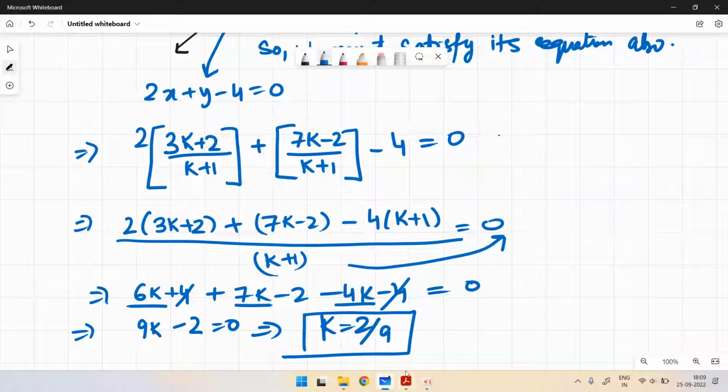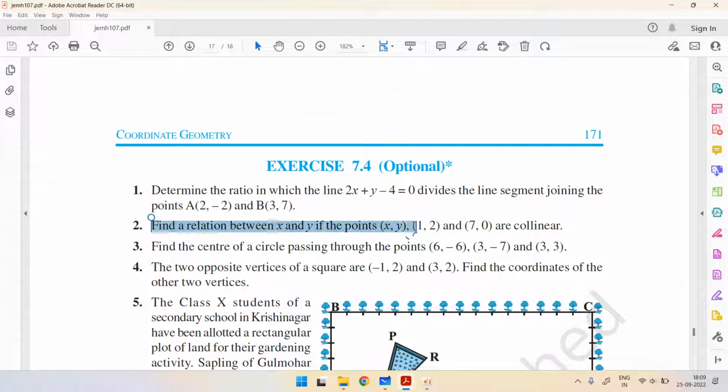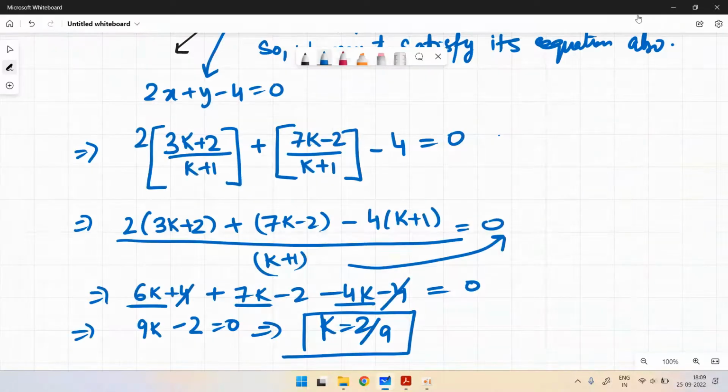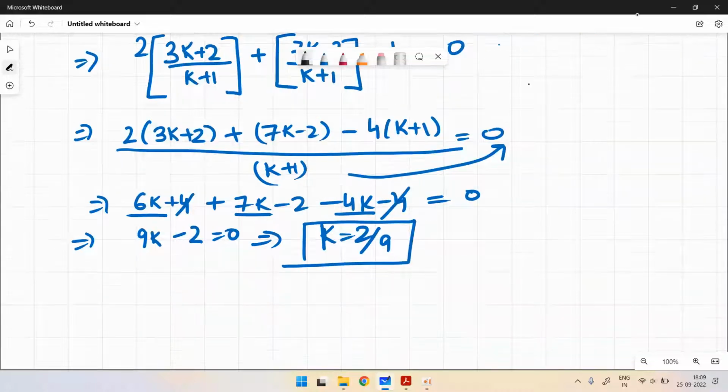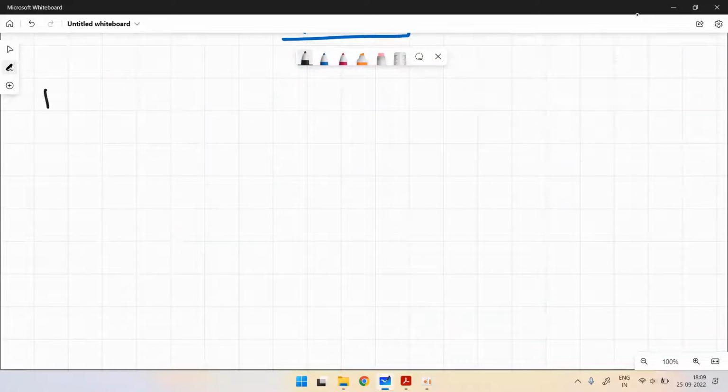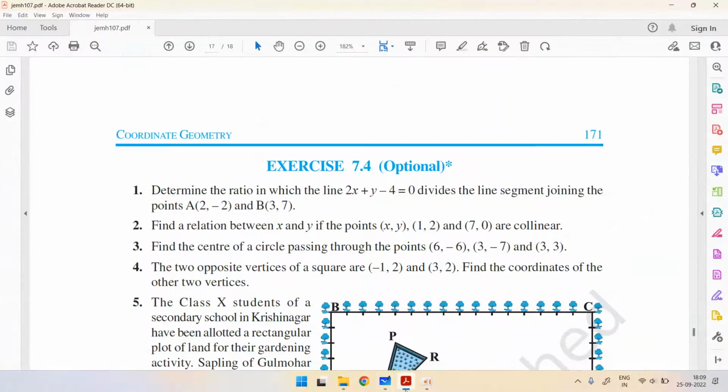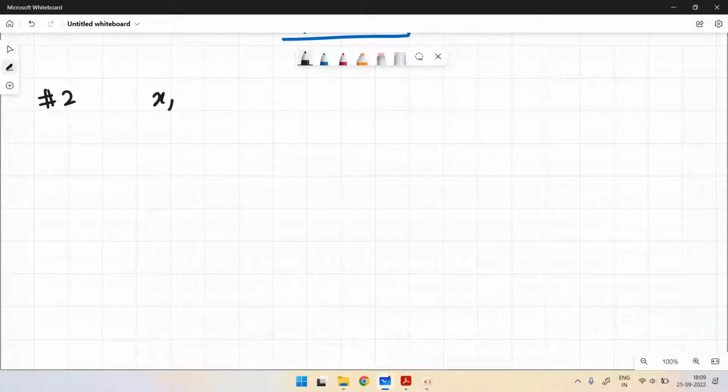The next question is: find the relation between x and y if the points (x, y), (1, 2) and (7, 0) are collinear. Now you know that if points are collinear, then they all lie on a straight line and the area formed by the three coordinates will be 0. So the points are (x, y), (1, 2), and (7, 0), and it has been said that these are collinear.